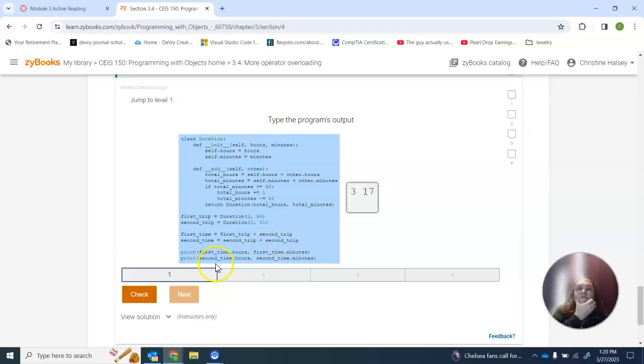Then for the second time's hours and second time's minutes, second time is second trip plus second trip. So we take 031 plus 031. 31 and 31 gives us, 1 and 1 gives us a 2, and the 3 and 3 gives us a 6, right?